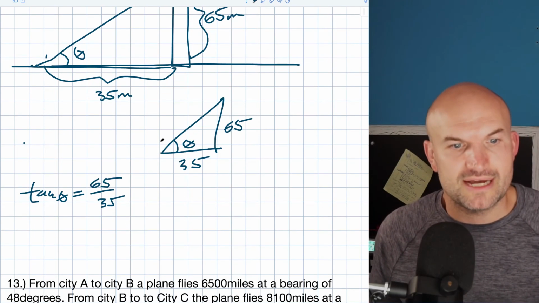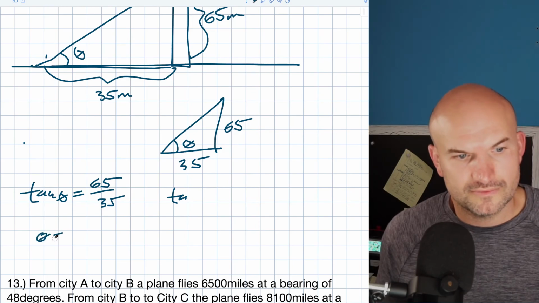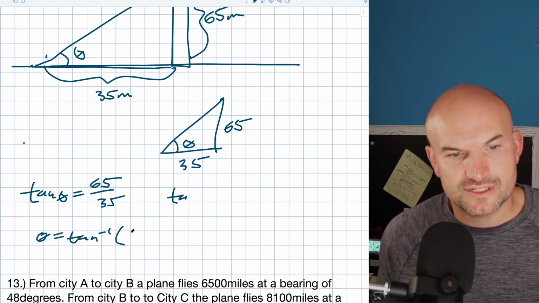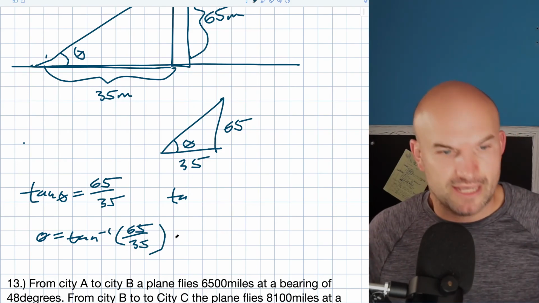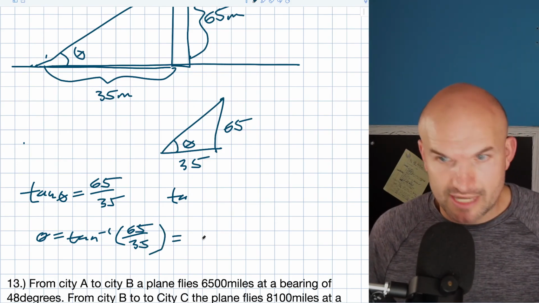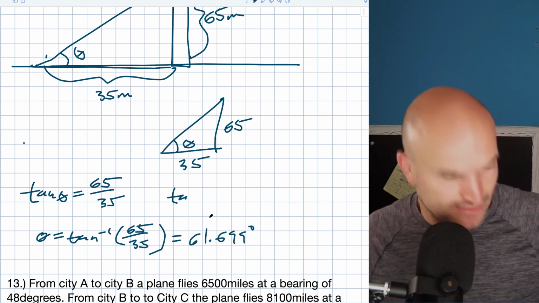And what I'm going to do is now I'm going to say theta equals tangent inverse of 65 over 35. Make sure your calculator is in degree mode. And when you go ahead and type that in, you're now going to get 61.699 degrees. And again, you can round or truncate however you need to.